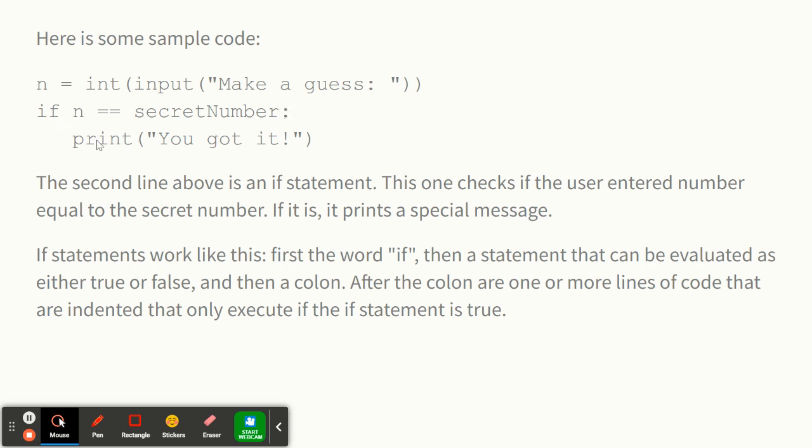And then notice the next line is indented. This is really important. Everything that's inside of the if, everything that's supposed to happen if that thing is true, is indented. Kind of like we had to indent things to put them inside of a loop. We have to indent things to have them be inside of an if statement. So that print you got it will only run if n is equal to the secret number. That's the logic here.